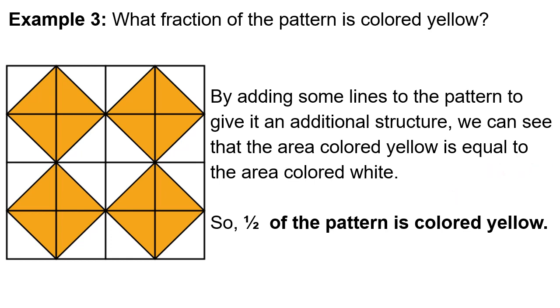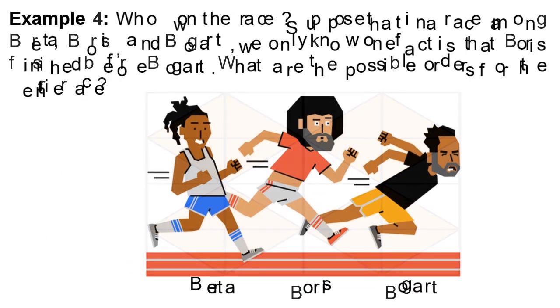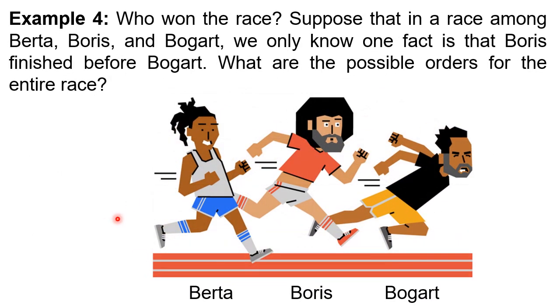So other examples are like this, class. So who won the race? This is the question. Suppose that in a race among Berta, Boris, and Bogart, we only know one fact, that Boris finished before Bogart. What are the possible orders for the entire race? So what is assured here, class, is that Boris always finished before Bogart.